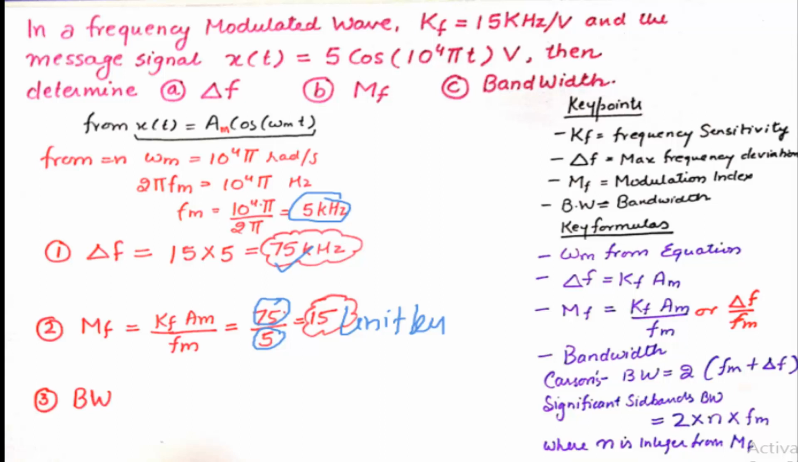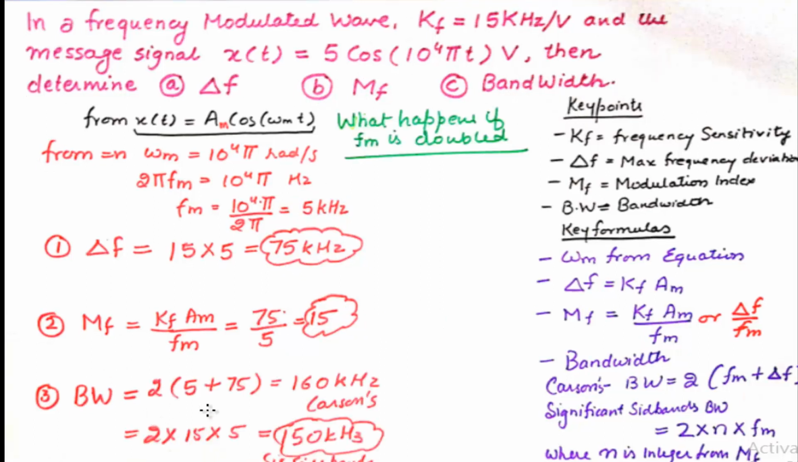Then we have bandwidth. So we have two methods of finding bandwidth. This one is Carson's method, so we have 2 into Fm plus delta f, which gives me 160 kilohertz bandwidth. And the other method is 2 into 15. Now the modulation index is 15 and 5 is the Fm, so we get 150 kilohertz. So there is not much of a deviation here.